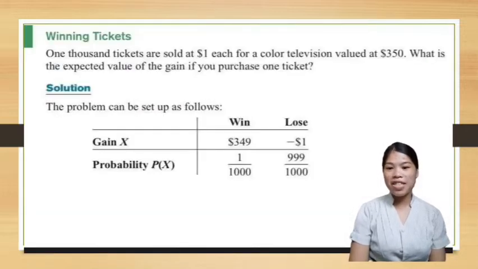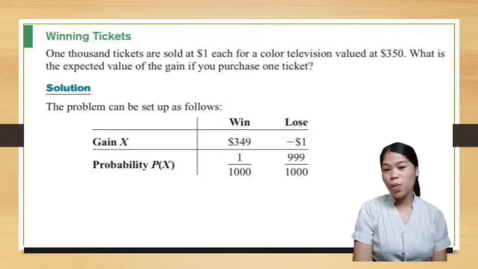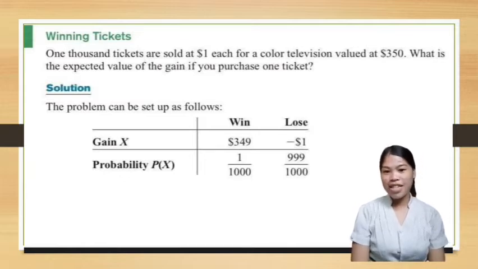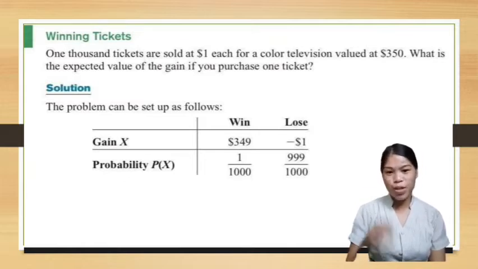So let's have an example. 1,000 tickets are sold at $1 each for a colored television valued at $350. What is the expected value of the gain if you purchase one ticket? So mao ni ang solutions.